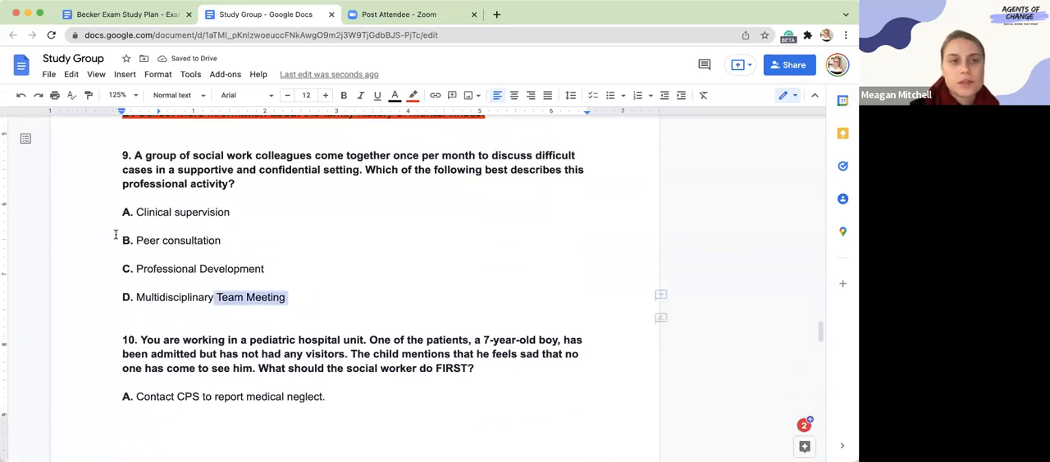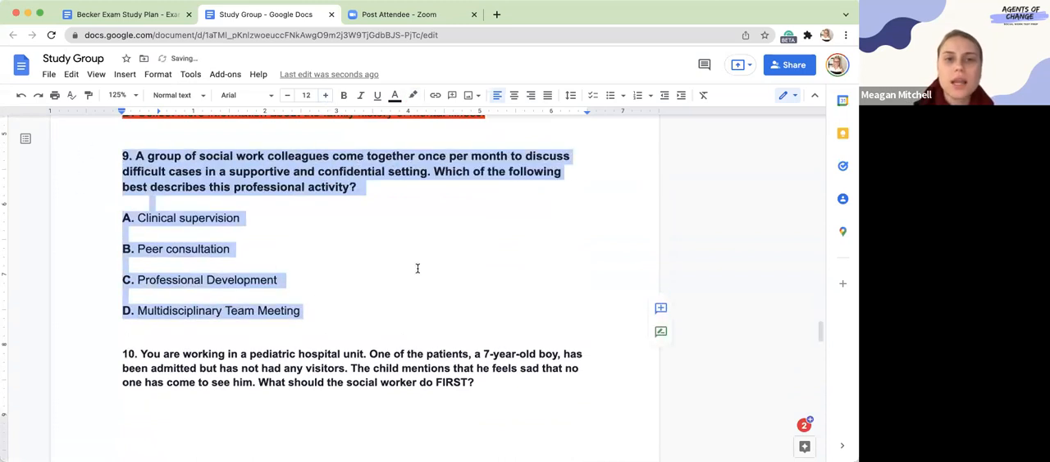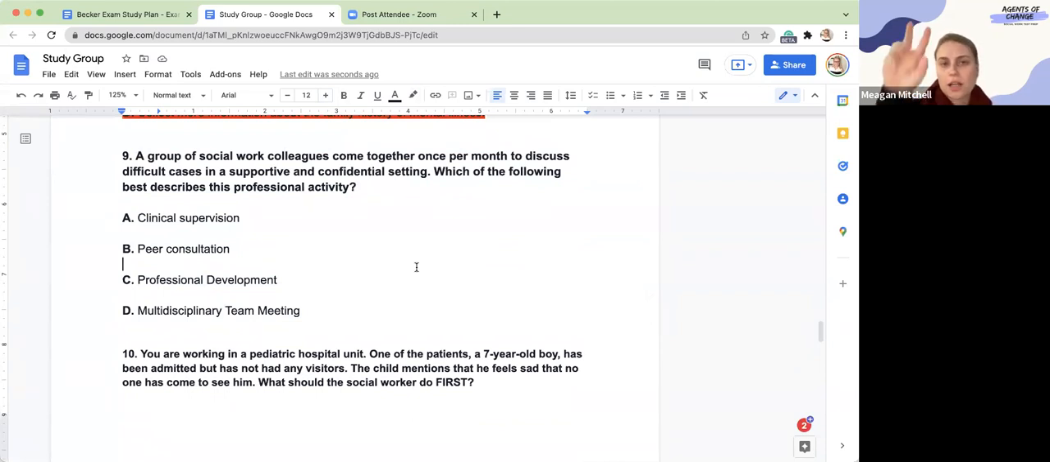Okay. Number 9. I would say this is a combo between a recall question and an application question. So you've got to kind of know what's going on, but you also need to apply it to the situation. Number 9: a group of social work colleagues come together once per month to discuss difficult cases in a supportive and confidential setting. Which of the following best describes this professional activity?